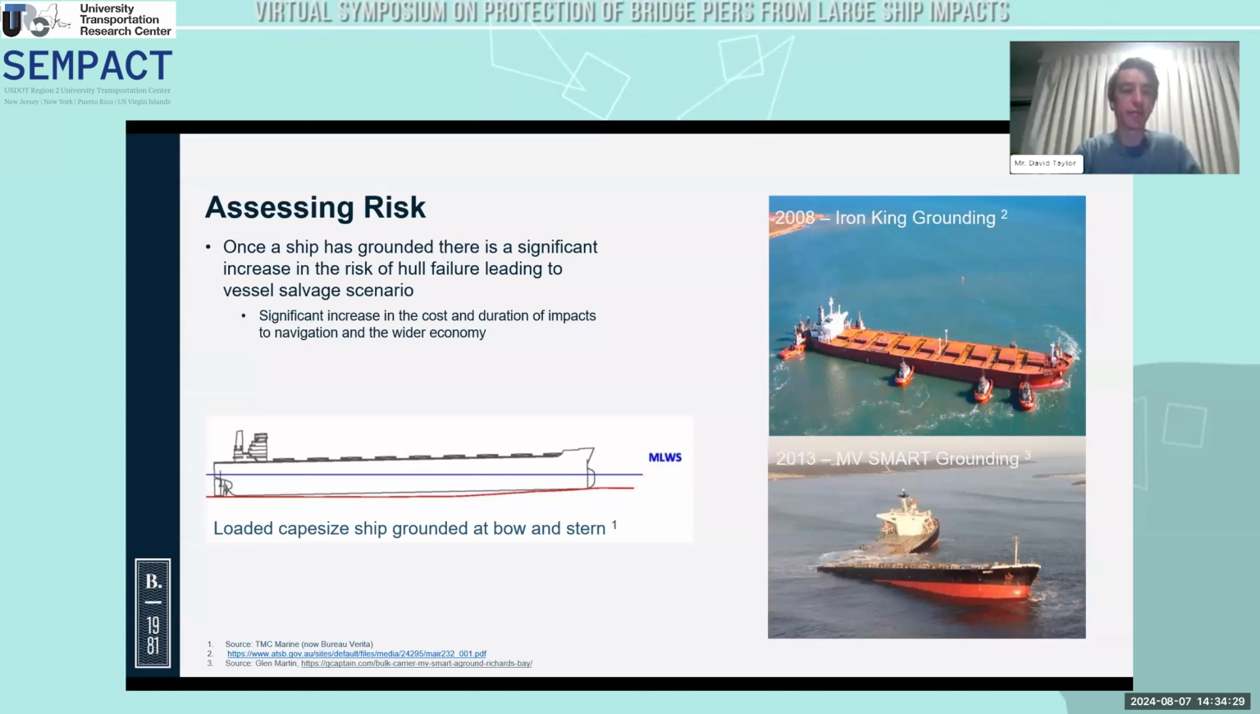This escalation of a vessel going from a grounded situation to having a hull failure is particularly important because this is the driver for the channel potentially being blocked for a period of 6 to 12 months.